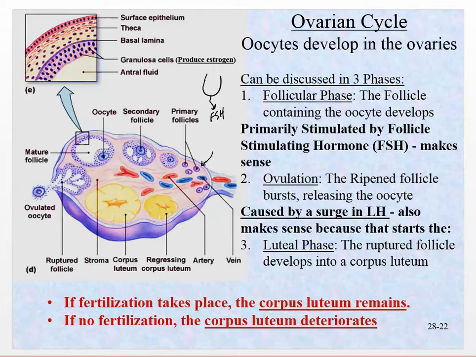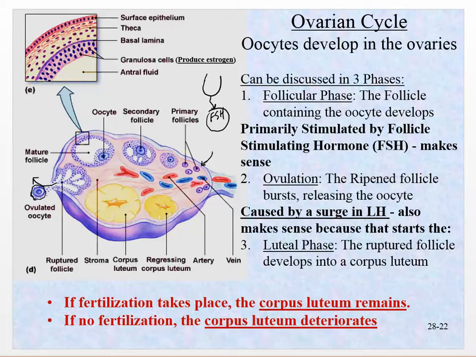That starts to develop, and then you have the oocyte that's ready to move out. That's your follicular phase, because it's a follicle. It is stimulated by follicle stimulating hormone to start developing. One of these primary follicles will start to develop and then the oocyte is released from that follicle.